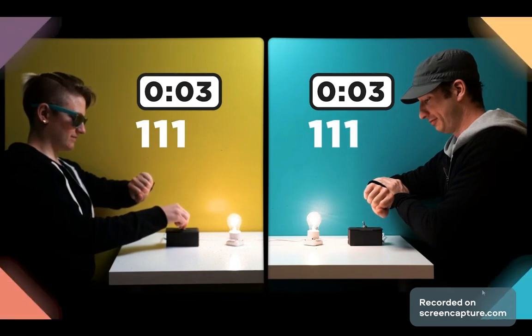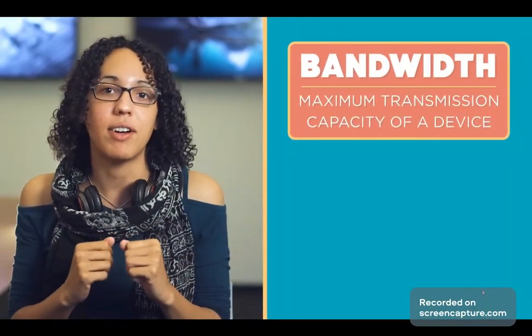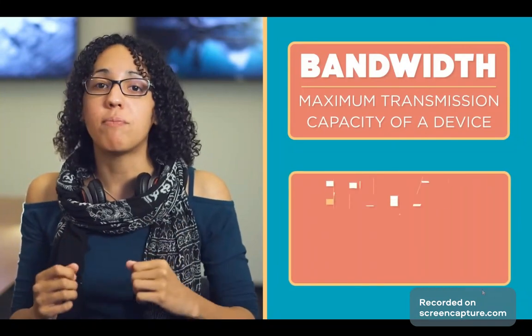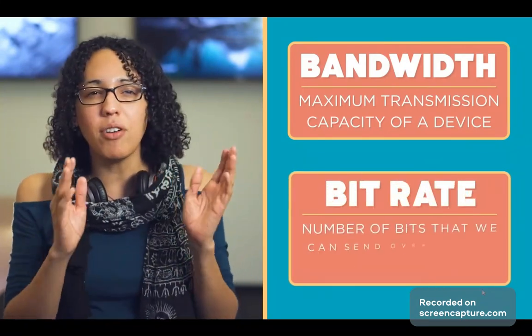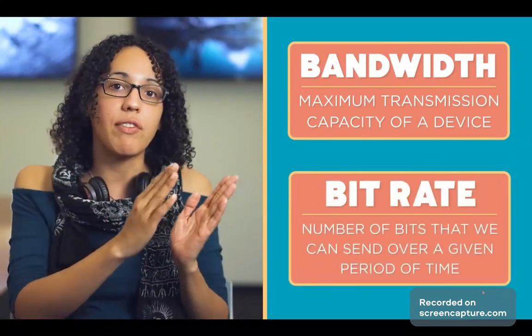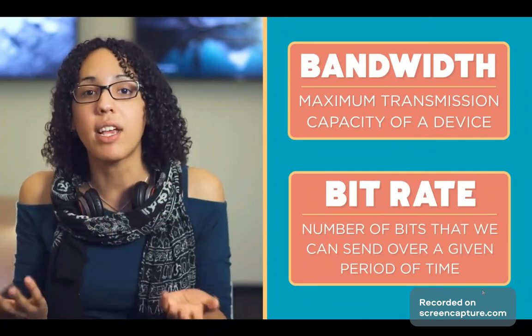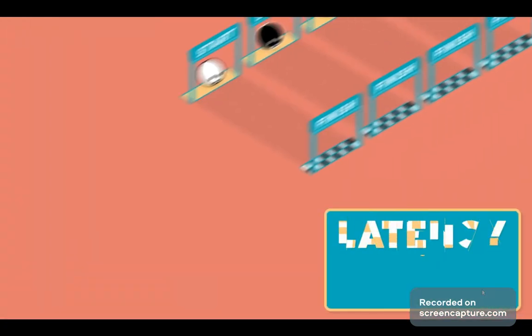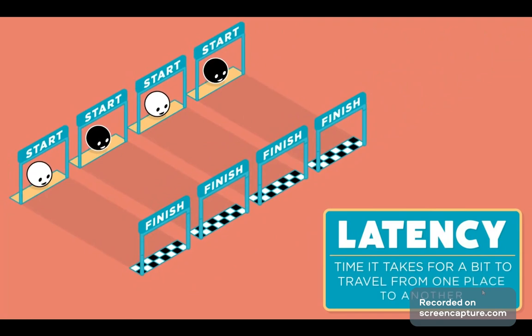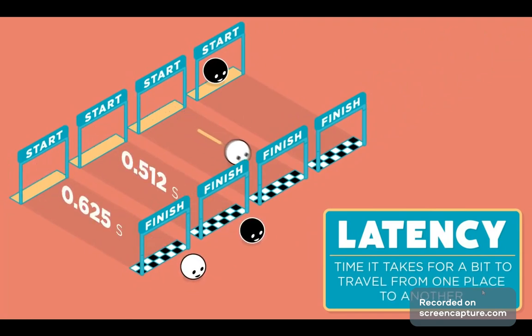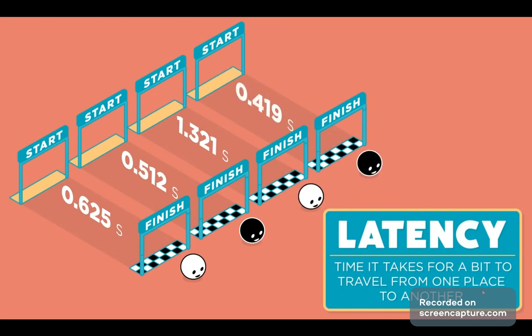Turn on the light. Obviously, we'd like to send things a little bit faster than 1 bit per second, so we need to increase our bandwidth, the maximum transmission capacity of a device. Bandwidth is measured by bit rate, which is the number of bits that we can actually send over a given period of time, usually measured in seconds. A different measure of speed is the latency, or the amount of time it takes for 1 bit to travel from one place to another, from the source to the requesting device.